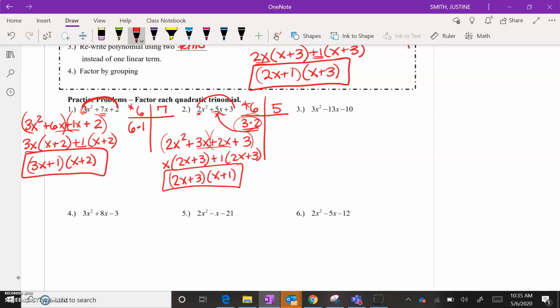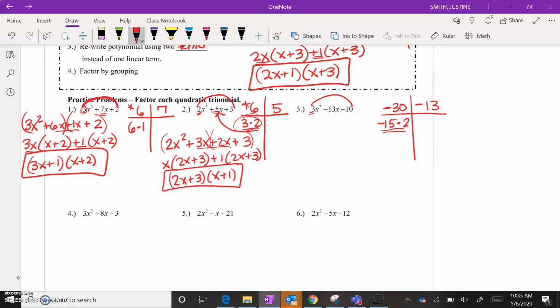It doesn't matter there. All right, so for number 3, again, I have a coefficient other than 1. I can't take out a GCF to get rid of it. So I need to figure out what multiplies to negative 30. Make sure you always take the sign in front of the number and adds to negative 13. Okay, so multiplies to negative 30, adds to negative 13. So it's going to be negative 15 times 2.